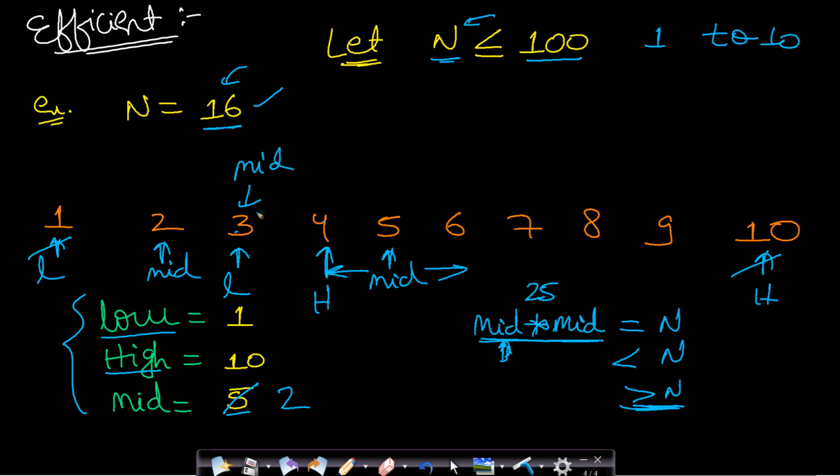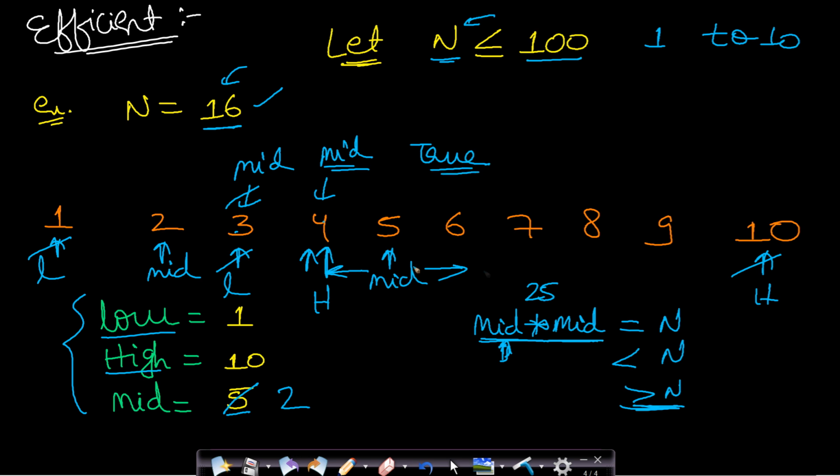Now we will again compare whether this 3 into 3 is equal to n. No, actually 3 into 3 is less than n. So again we will update the low value to mid plus 1. Low and high are pointing to the same value. Mid will also be pointing to this value. And now you can see that mid into mid is actually equal to n. Therefore we will return true.